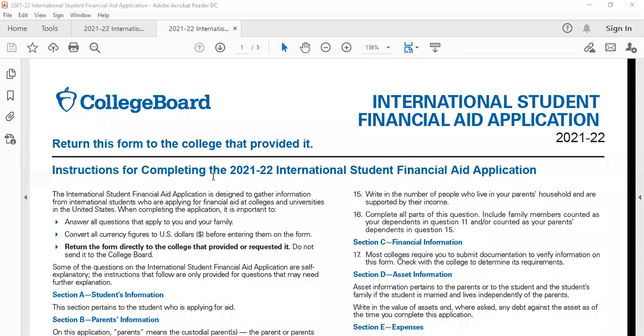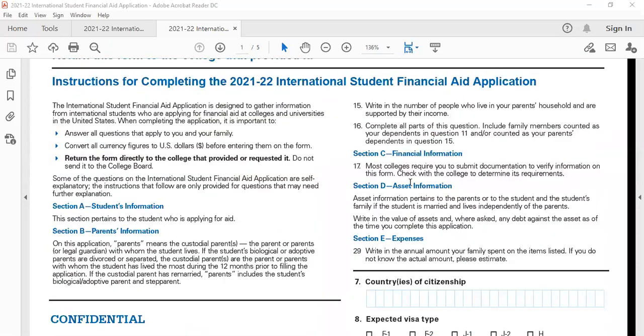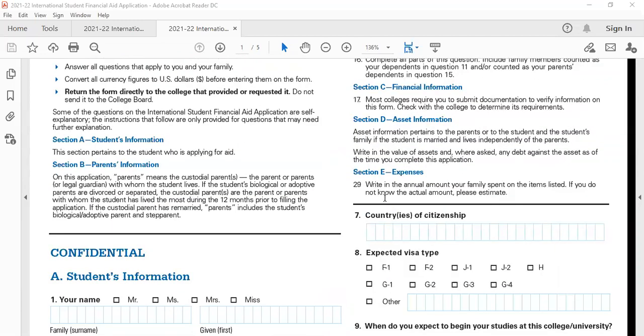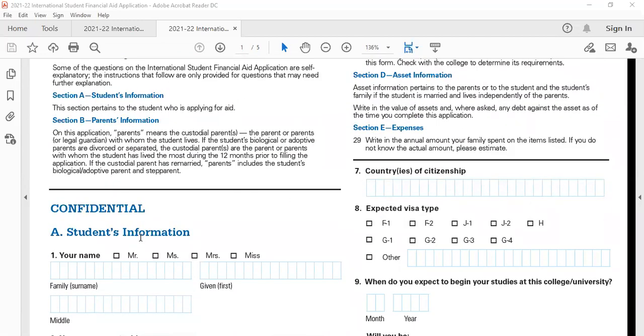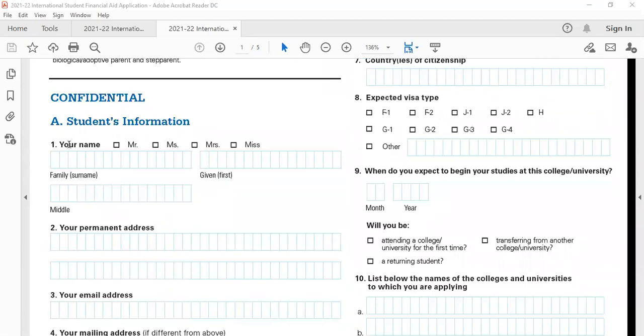So let me share my screen here and take you through the form. Okay, so here is the ISFAA or the ISFA or the International Students Financial Aid Application. Just go through all these instructions as you start filling the form. And now let's go through each question one by one. So the first question is pretty much straightforward.